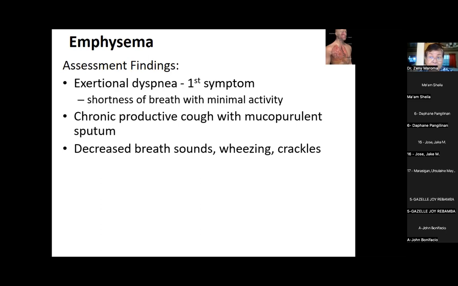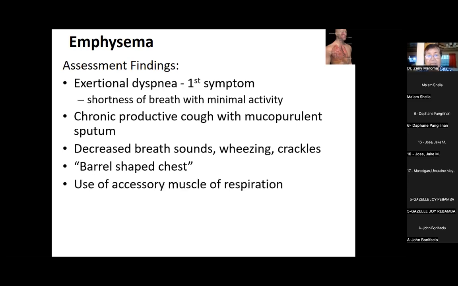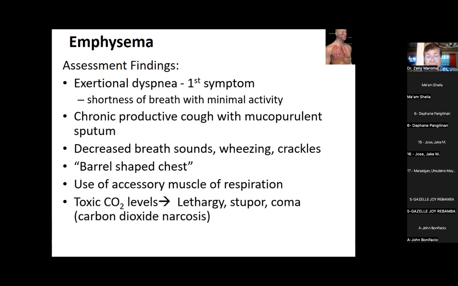Of course, there'll be decreased breath sounds. There's wheezing, crackles, and barrel chest. To accommodate the air which is trapped inside, there'll be change in structure. There'll be increase in anterior posterior diameter of the chest. And of course, use of accessory muscles of respiration.